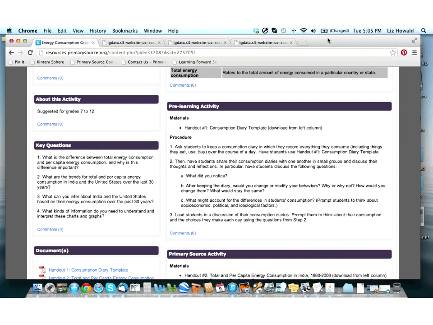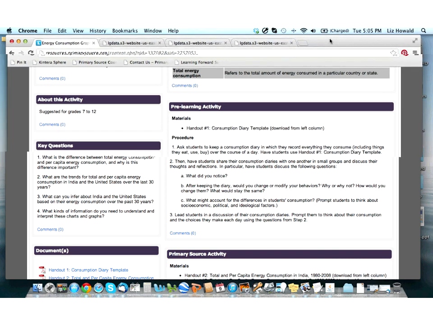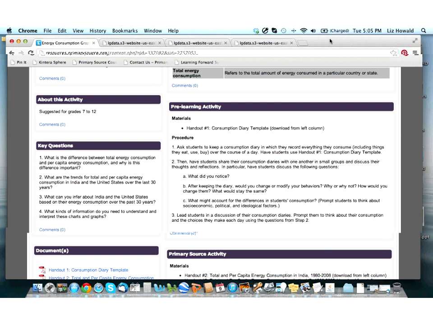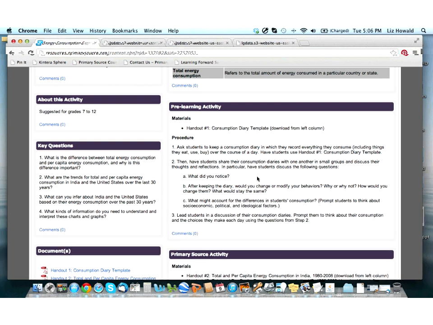And so they'd be actually completing a consumption diary, and we have in that document section a template for them to complete. And in this one, they would be looking at what they have used. As you can see here, we're asking them what did they notice about their use and how could they modify or would they?